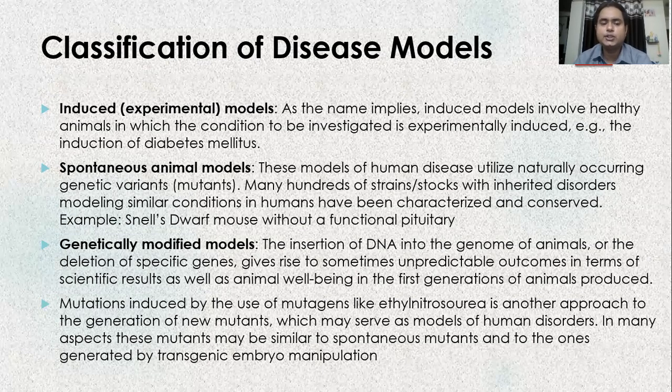Mutation induced by the use of a mutagen like ethyl nitrosourea is another approach to the generation of new mutants, which may serve as a model of a human disorder. Site-specific mutagenesis and gene knockout are another perspective of the genetically modified animal model. In many aspects, these mutants may be similar to spontaneous mutants and to those generated by transgenic embryo manipulation.